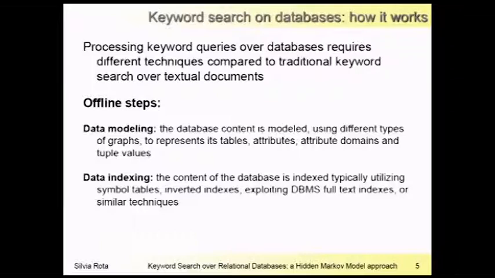There are some offline steps. First of all, the data is modeled in a graph, and the graph represents the tables, attributes, the domains, basically all the structure of the source. Then the data content of the database is indexed in order to find the queries. And there are many different techniques to build an index of the database.